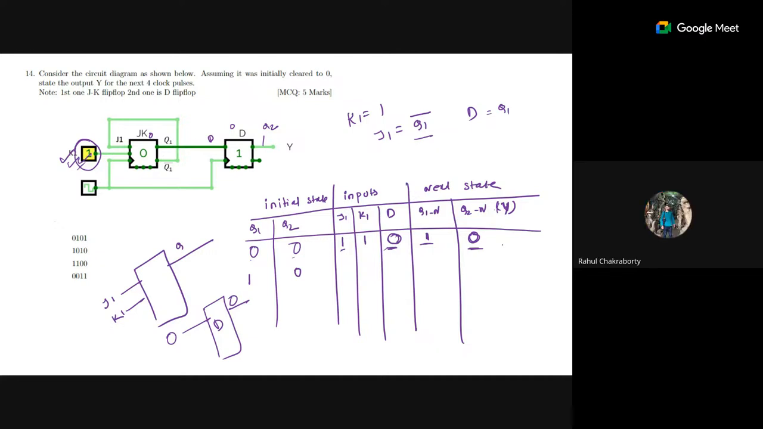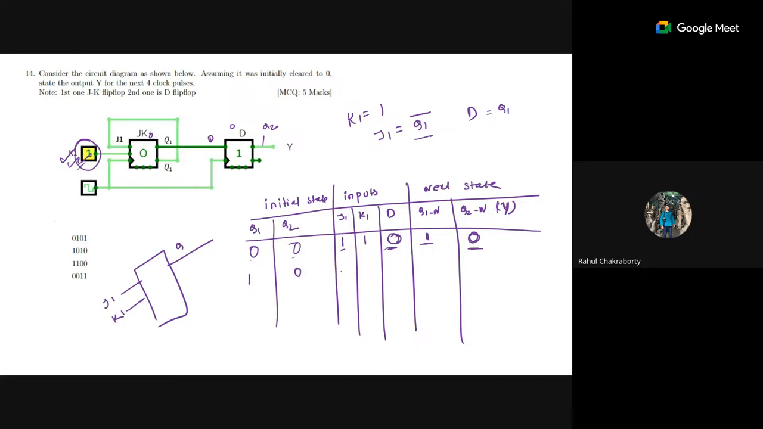Okay. Now 1 0. The second box is a D flip-flop. D flip-flop only copies. Yes, correct. So that is why I'm taking the Q1, whatever I'm getting, that will be pasted to Q2 next. Next state is 1 0. So when 0 is coming from Q1 next, Q2 next. Yes, Q1 next, correct.